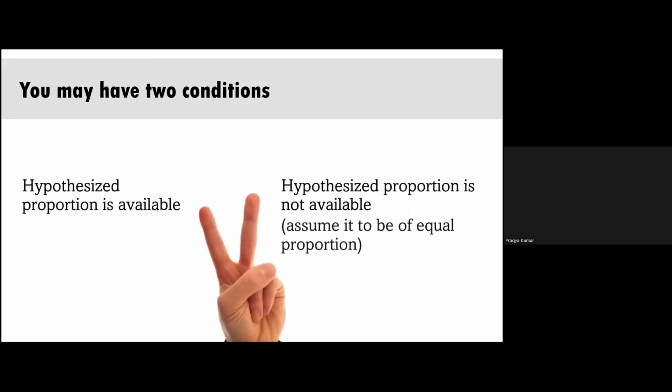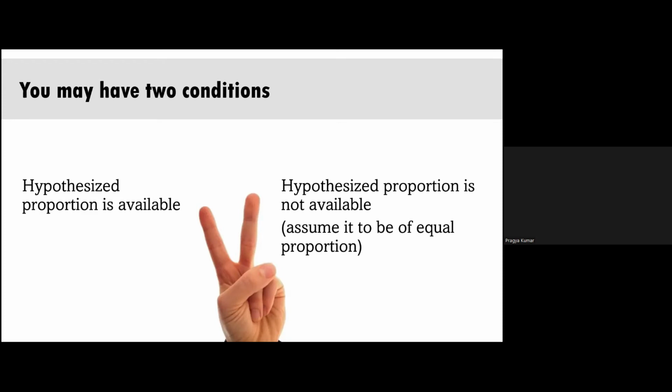So we may have two conditions. If the hypothesized proportion is available, in that case we enter the hypothesized proportion. If the hypothesized proportion is not available, we assume that it is of equal proportion depending on the number of levels. So if there are 3 levels, it will be 33.3%, 33.3% and 33.3% in each category. If there are 4 levels, it will be 25% in each category.